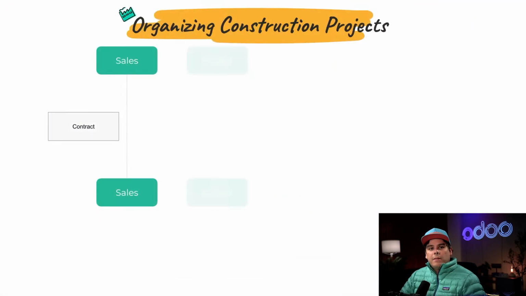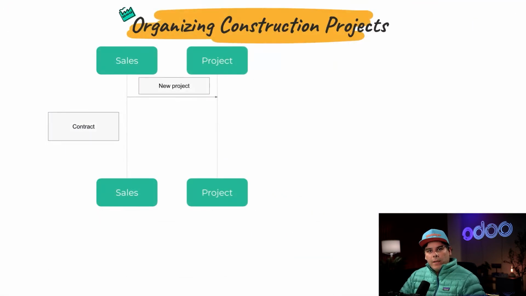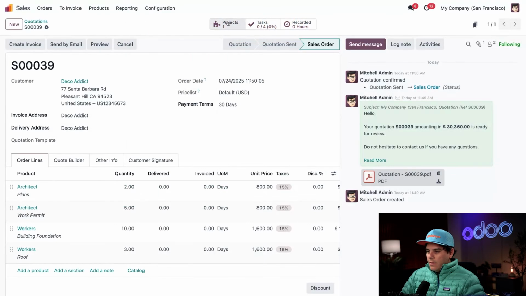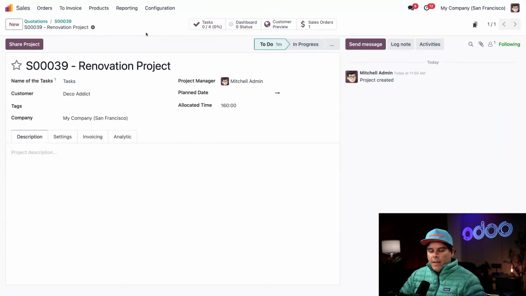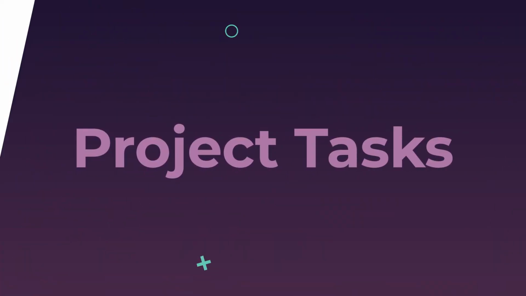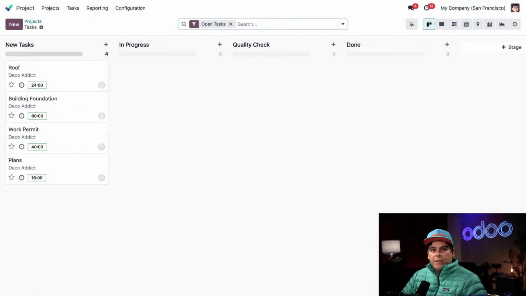Now that the contract is confirmed, the team can officially start working. I'm actually going to click on our nice little project smart button up at the top just to take us right over there. And look at that. So here's our fresh project, which was automatically created the minute that we confirmed that sales order. And if we take a look at our 4 tasks, they happen to already be in place.